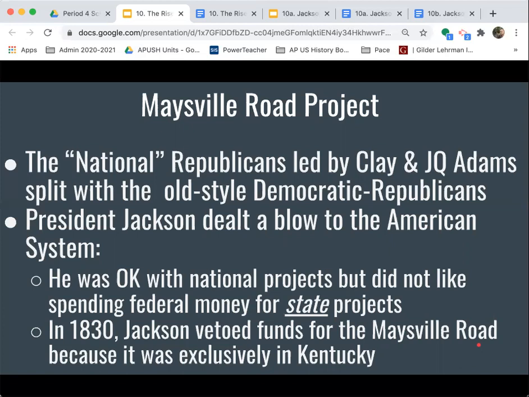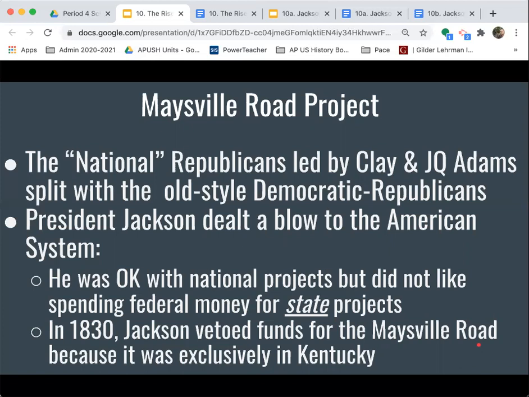But for today, it's important that we talk about one veto. He has a lot of vetoes, a lot of laws he vetoes or cancels. But for today, we'll talk about the Maysville Road, which was a road proposed by Henry Clay. So Jackson is okay, believe it or not, would make sense, with spending federal money on federal projects, on projects that impacted the whole country.